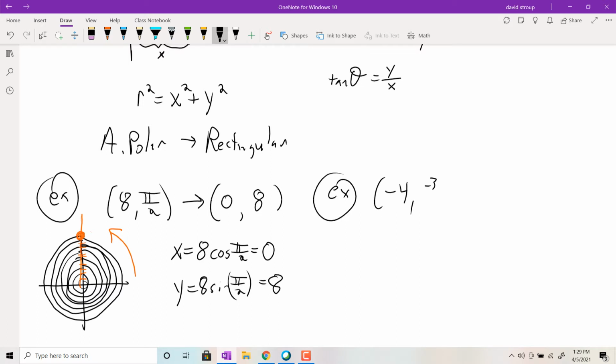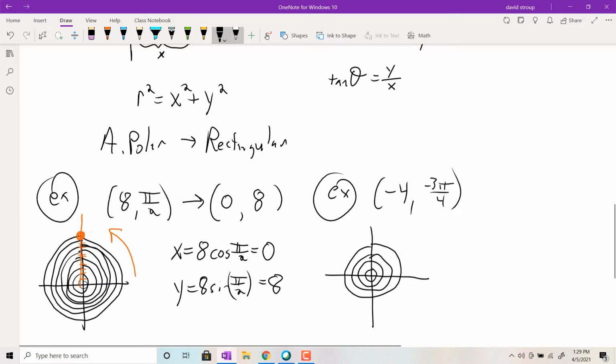-4 comma -3 pi over 4. So we could plot it first. So I need like 4 circles, 2, 3, 4. And -3 pi over 4, we're rotating now in this direction. So here's 1 pi over 4, 2 pi over 4, -3 pi over 4. And then you go in the other direction, though, so you actually go out this way, and you're going to end up in the first quadrant. Okay, anyways, let's get the coordinate.